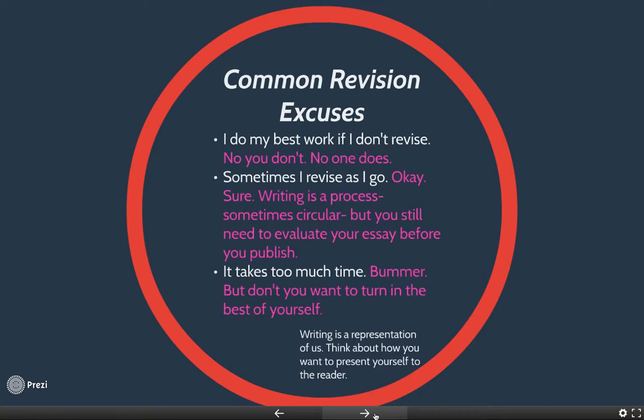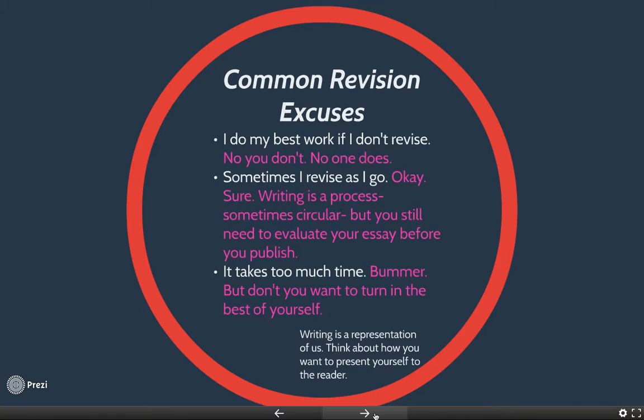Common revision excuses. I do my best work if I don't revise. No, that's not true. No one does. Nobody just sits down and churns out the best essay they could ever write. Maybe it's still a good essay, but it's not the best you can do. Sometimes I revise as I go. Okay, sure. Like I mentioned earlier, writing is a process, a journey. It's sometimes circular, but you still need to evaluate your essay before you publish it.